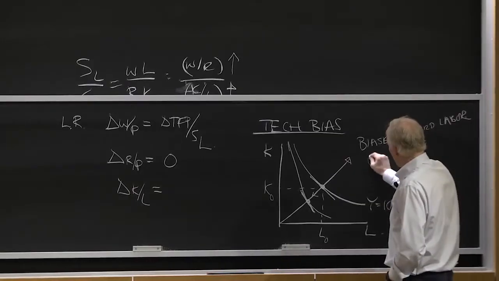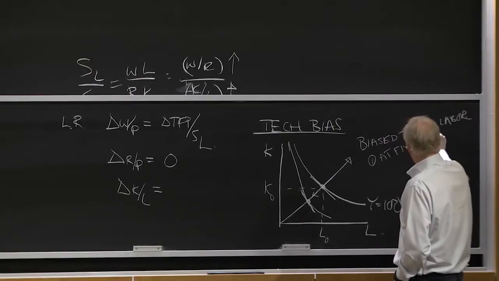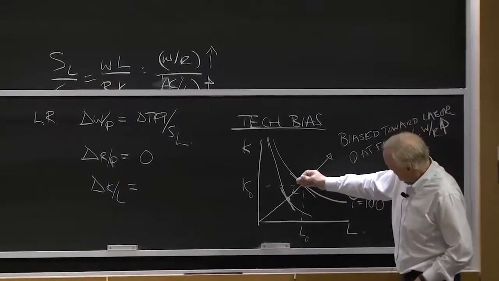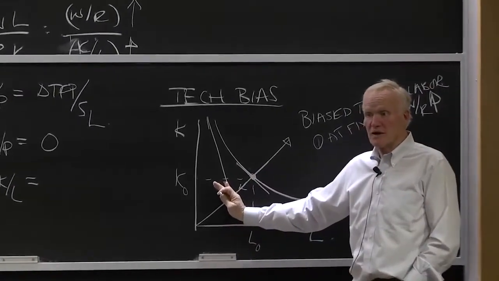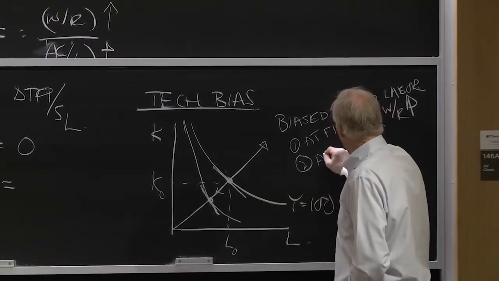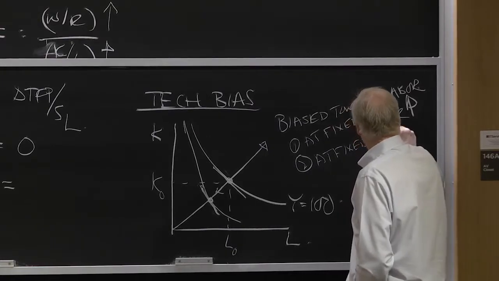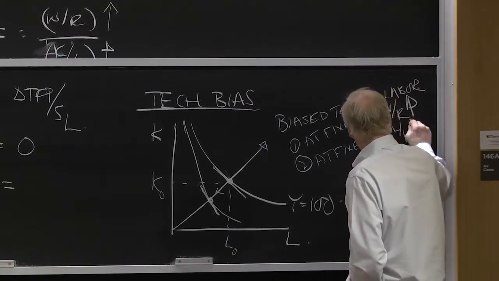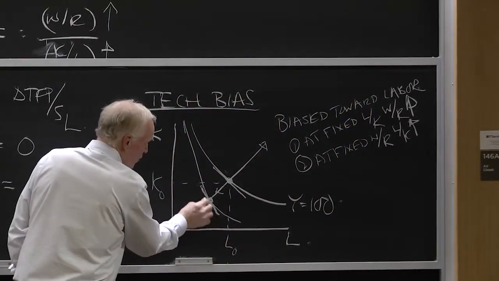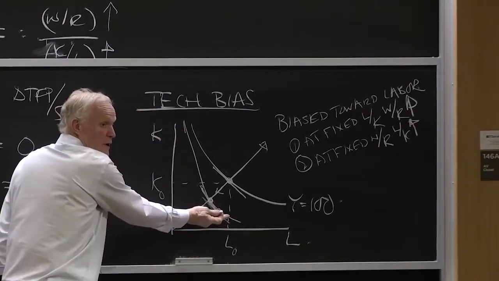One, at a fixed L over K, W over R is rising, right? That is, the curve's getting steeper, which corresponds to W over R going up. Two, at a fixed W over R, L over K is going up. Right? That means at a fixed slope, you're going to substitute toward labor. You're going to move over this way.